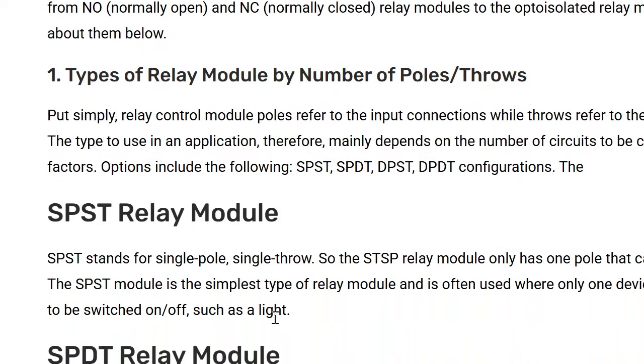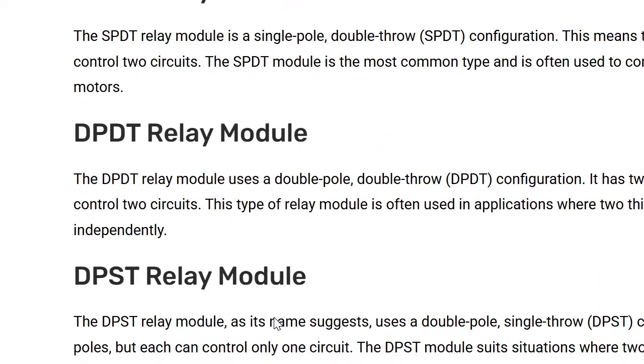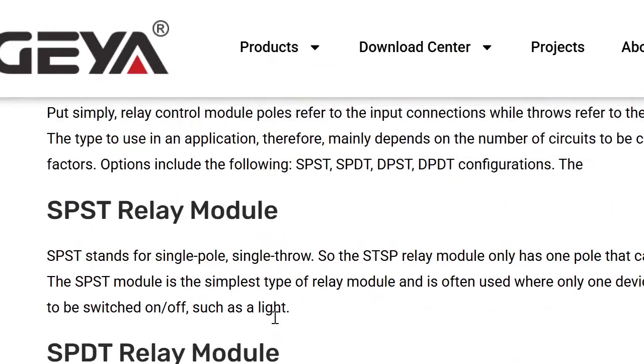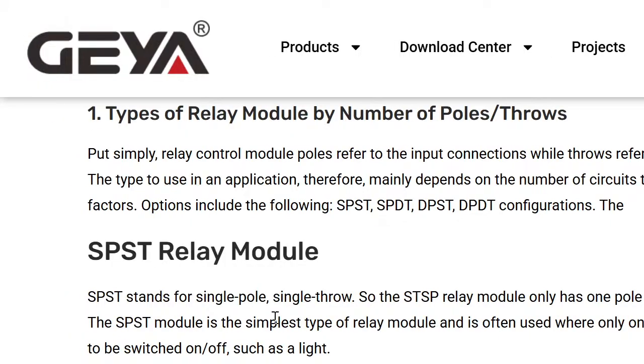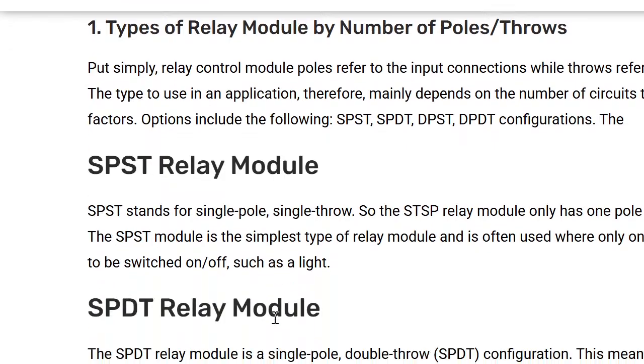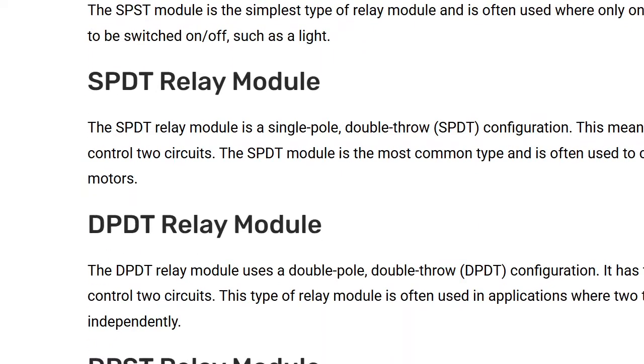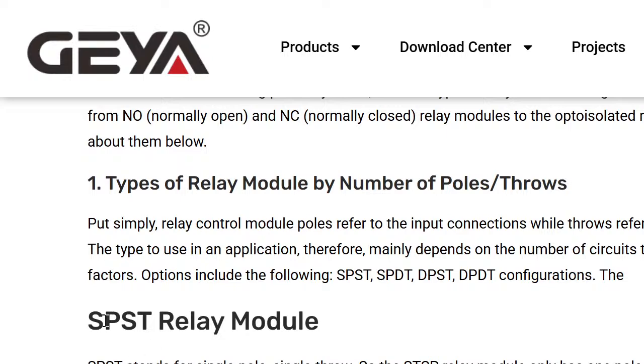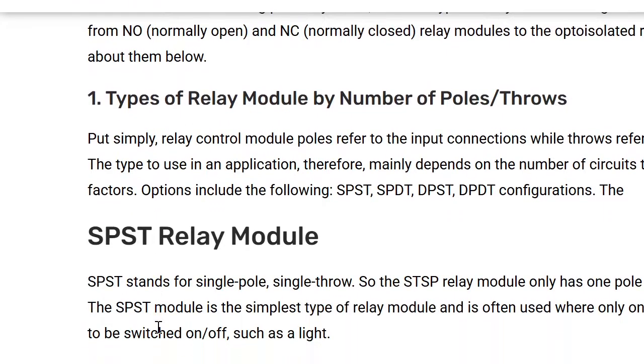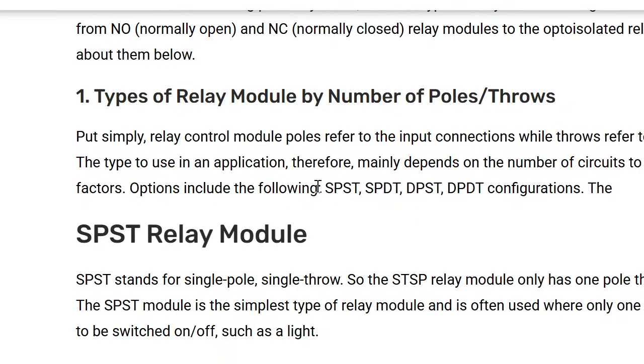The first one is, as I told earlier, there are SPST relays, SPDT relays, DPDT relays, and DPST relays. SPST means single pole, single throw. SPDT means single pole, double throw. DPDT means double pole, double throw, and DPST means double pole, single throw. In SPST you have a single pole, that means only one VCC, which basically controls one load circuit.